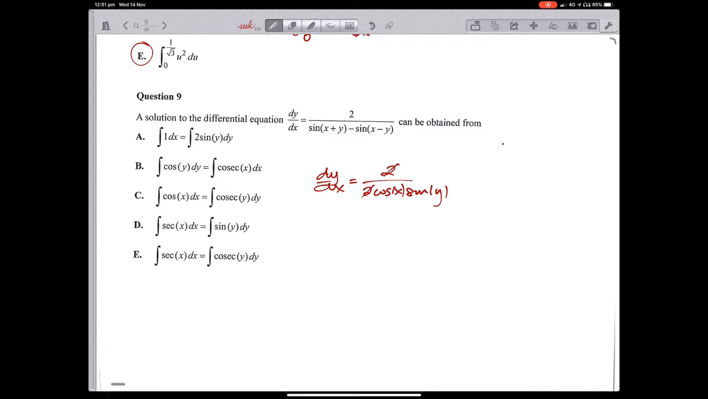Okay, so the 2's will cancel. My dx will go to the other side, my sine y will go to the other side. So I get 1 on cos x dx equals sine of y dy. That's sec x, so sec x equals sine y. That's d.